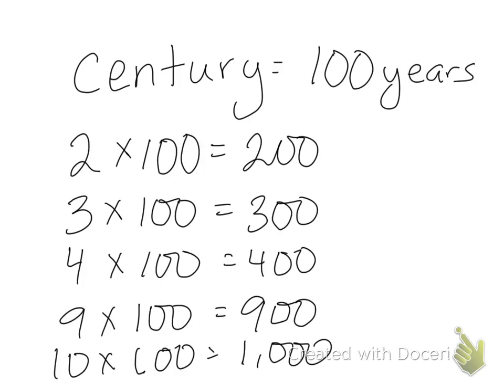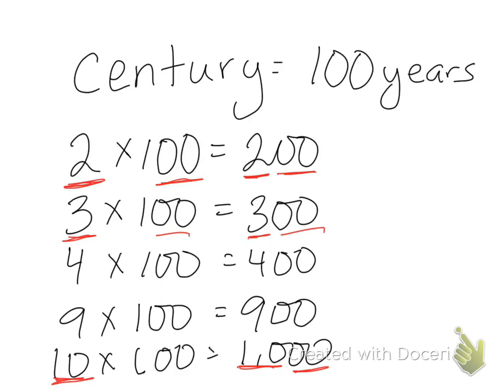Now, if you notice on this one, each of the answers is the number we multiply by with 2 zeros at the end. 2 times 100 is the 2 with 2 zeros at the end. 3, and then 2 zeros at the end. Even the 10, we still have a 10 and then 2 zeros at the end.